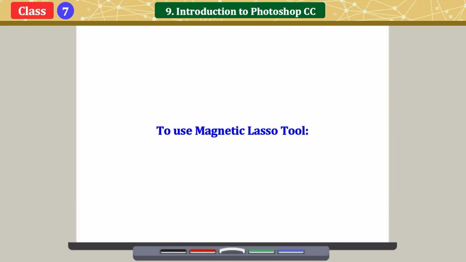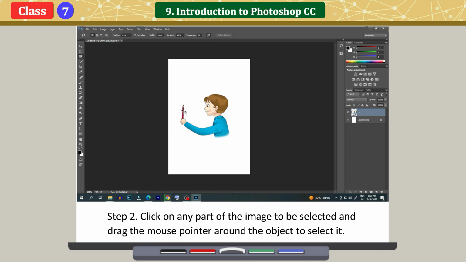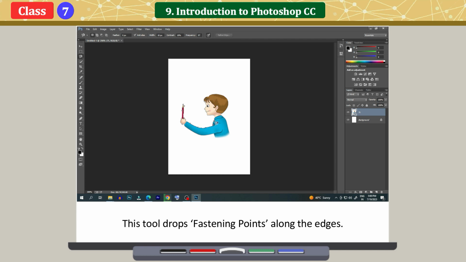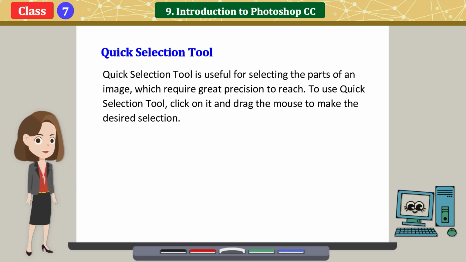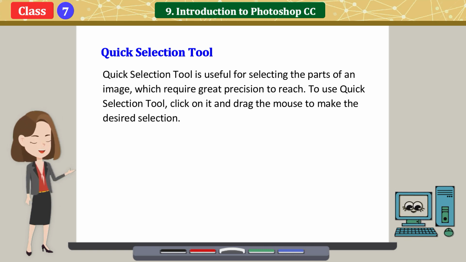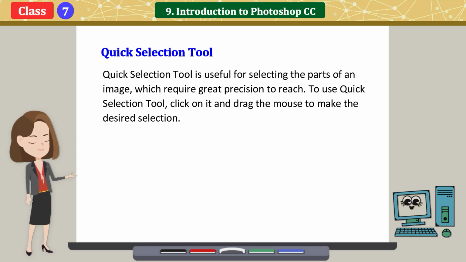To use the magnetic lasso tool, select the magnetic lasso tool. Click on any part of the image to be selected and drag the mouse pointer around the object to select it. This tool drops fastening points along the edges. Continue this process till you reach the starting point or double-click at the ending point. Quick Selection Tool. Quick Selection Tool is useful for selecting the parts of an image which require great precision to reach. To use Quick Selection Tool, click on it and drag the mouse to make the desired selection.